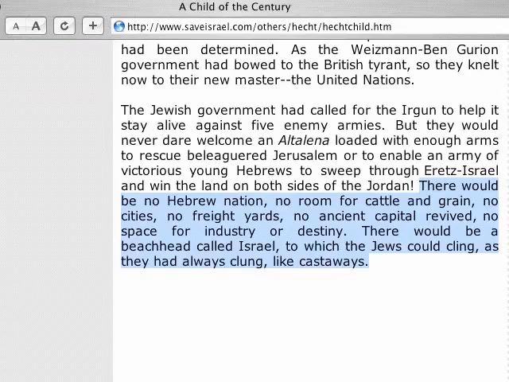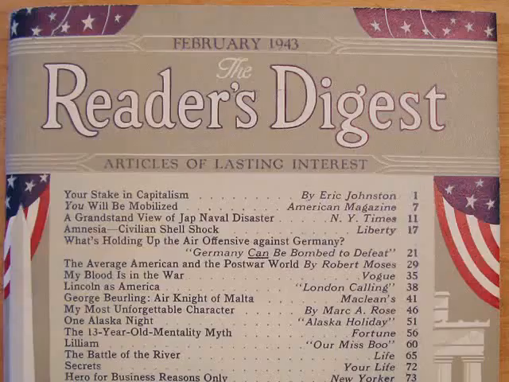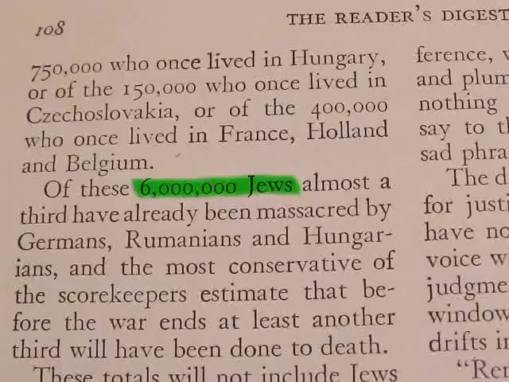There would be a beachhead called Israel, to which the Jews could cling as they had always clung, like castaways. In short, the people of Middle America trusted publications like Reader's Digest. The vast majority did not have the skepticism and discernment to question it or writers as clever as Hecht. And the 6 million number? That was the number thrown out by the storytellers before the supposed fact happened.